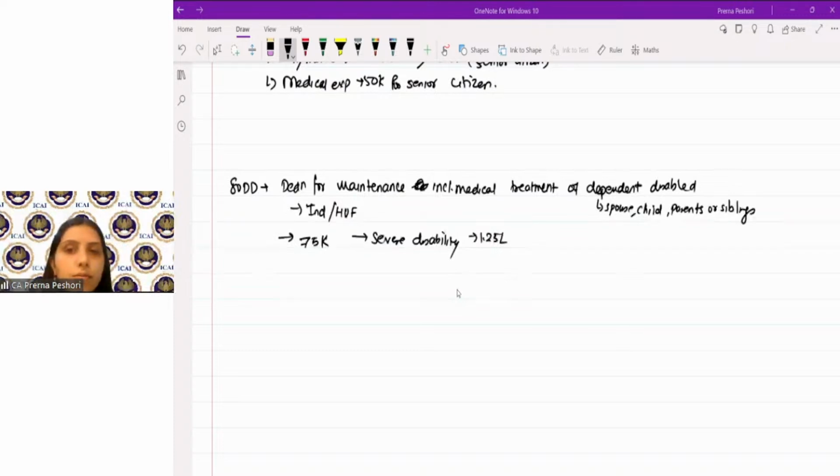Any doubt? So that will be deemed income of that particular person. Any question, any doubt? Now there is an amendment over here.